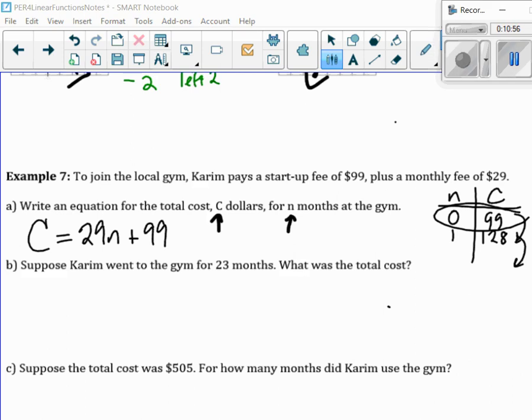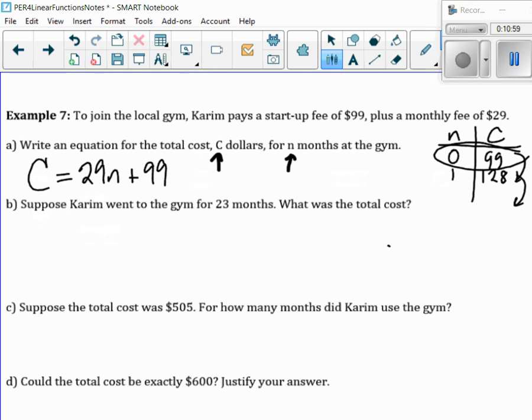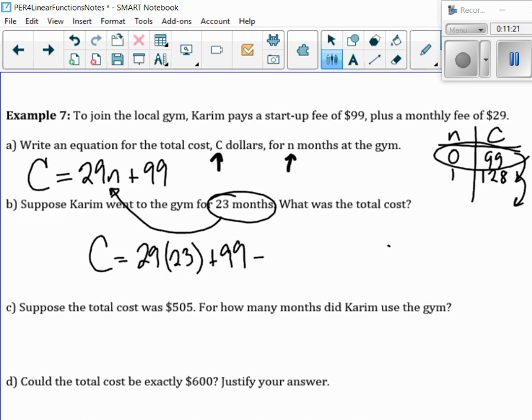So suppose Kareem went to the gym for 23 months. What's the total cost? So what am I going to do with this 23 months? Times what by 29? Oh, yes. That's what. So we're going to be subbing in 23 in for n. So C equals 29 times 23 plus 99. And the total cost is a dollar amount, and we have a calculator. $766. Wow.